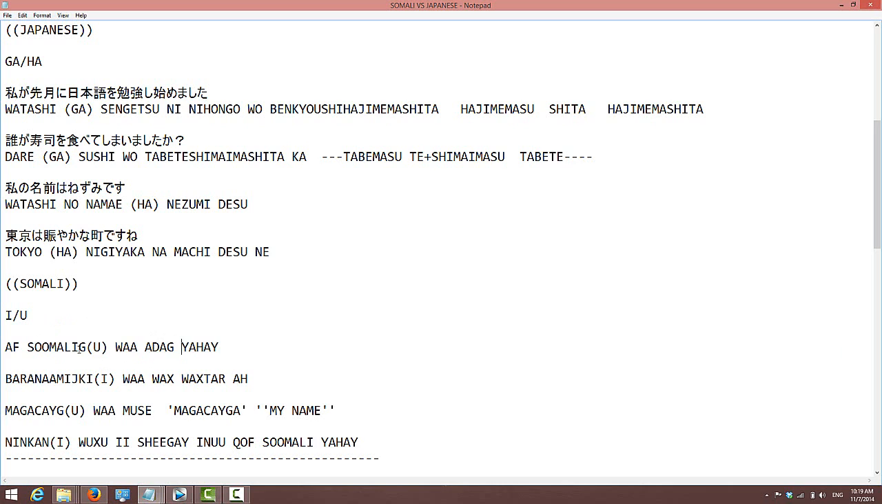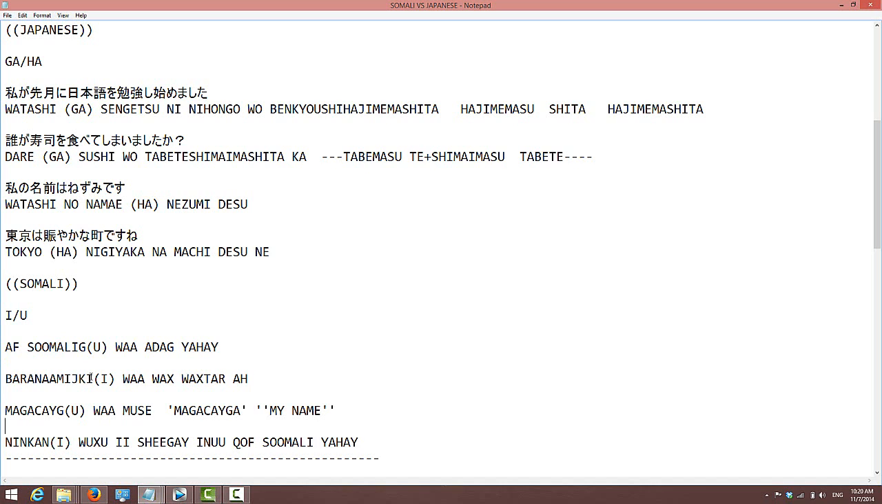Now this gu here, they add the u there because that's the subject. So you have to say Af Somali gu. You can't just say Af Somali. You have to have the u there in order to make that the subject. So you have u, and you have wa, and you have adag, and you have yahay.